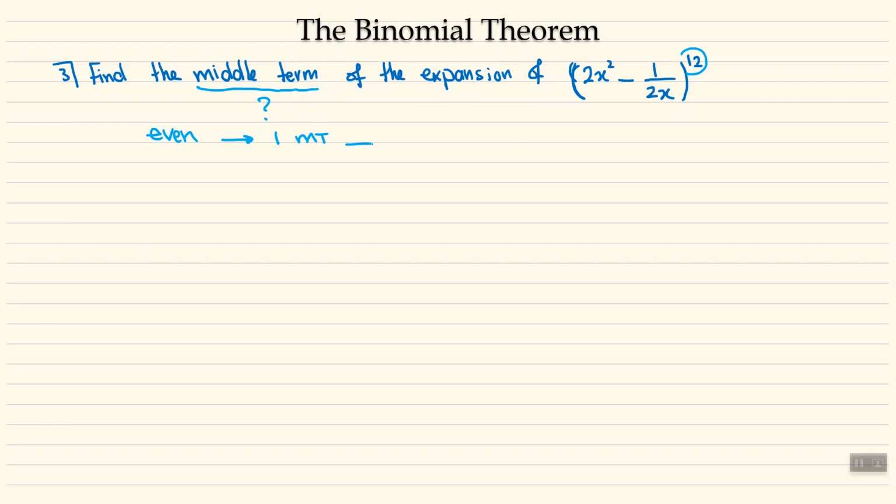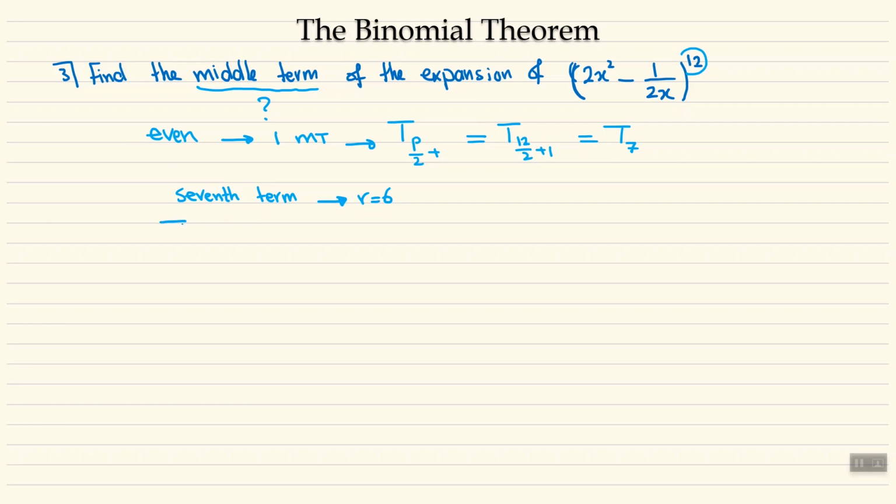And the order of this middle term is going to be t power divided by 2 plus 1. So it's going to be t, the power is 12, divided by 2 plus 1. 12 divided by 2 is 6, 6 plus 1 is 7. So it's going to be t7. So what we want is the 7th term. And if what we want is the 7th term, then r is equal to 6. Good? Because the term is always more than r by 1.